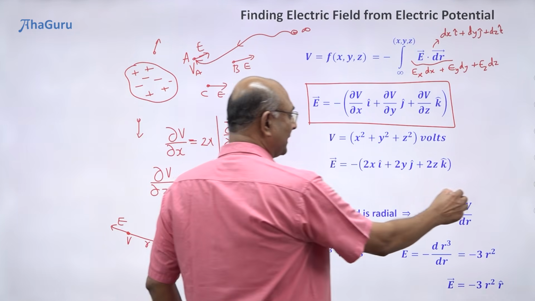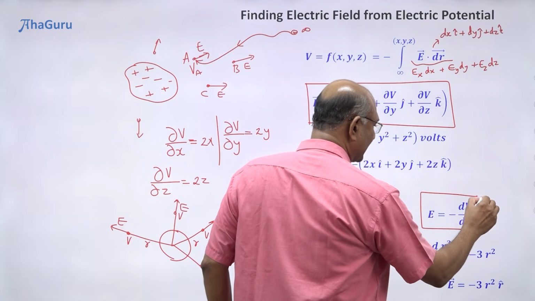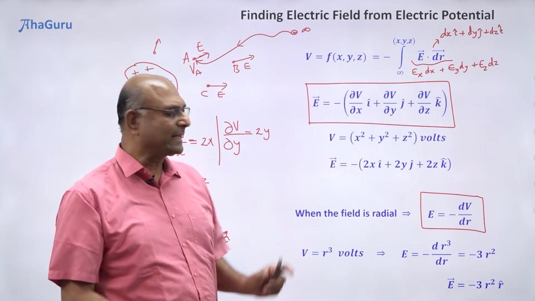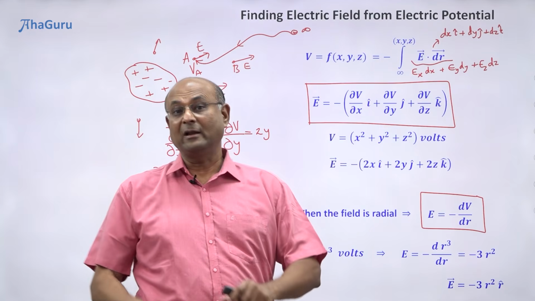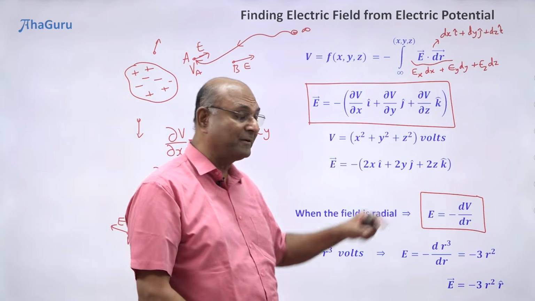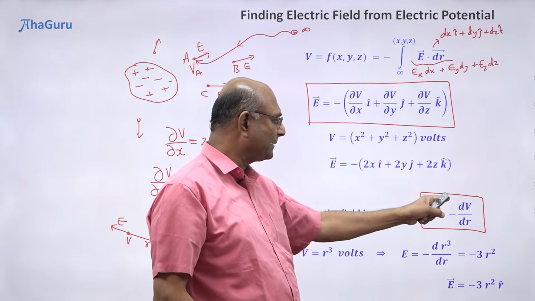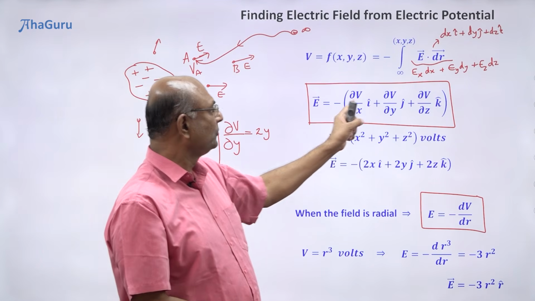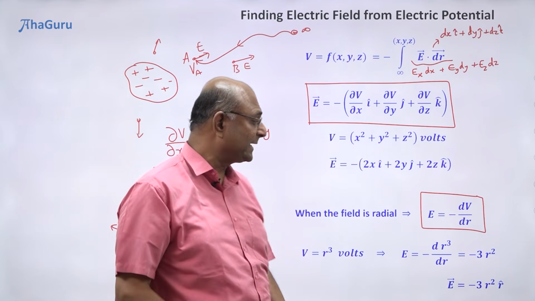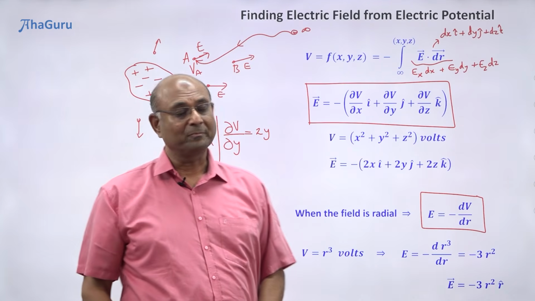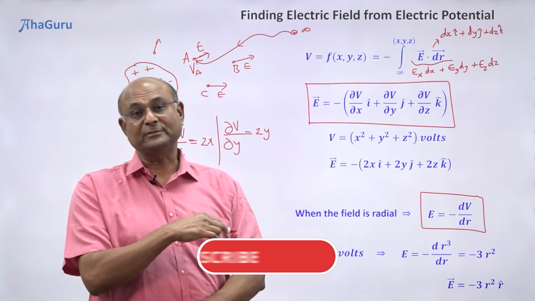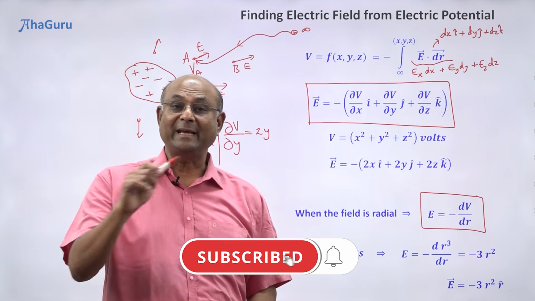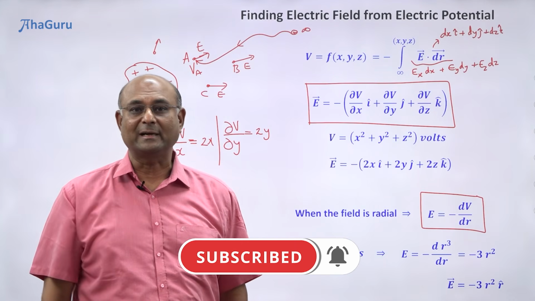Now this formula works for one-dimensional cases, or when the field is radial, or when you have only the electric field in the x-axis direction. Then instead of writing minus dV by dr, you will write minus dV by dx. You don't need to use the full formula in that case. You just use this formula alone. Let us now see how we can use these formulas to solve the JEE and NEET questions that we looked at earlier.